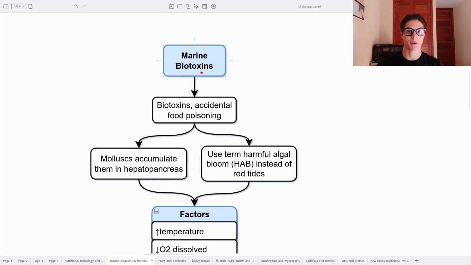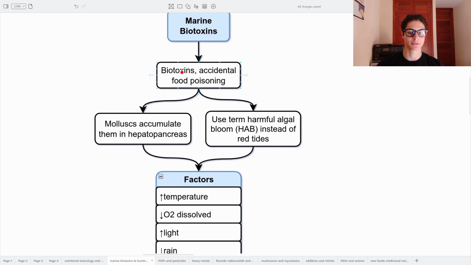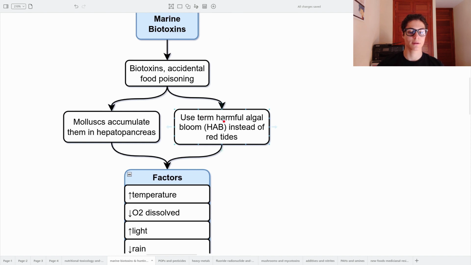So let's begin by taking a look at the marine biotoxins. These biotoxins are considered an accidental food poisoning. They appear in mollusks and they accumulate in the hepatopancreas because mollusks and seafood are the filters of the sea, and they appear when there is a harmful algal bloom, the red tides.